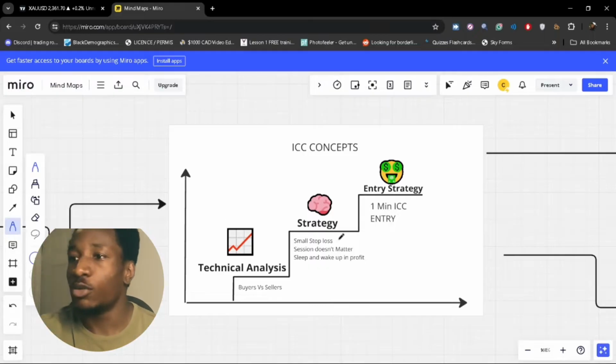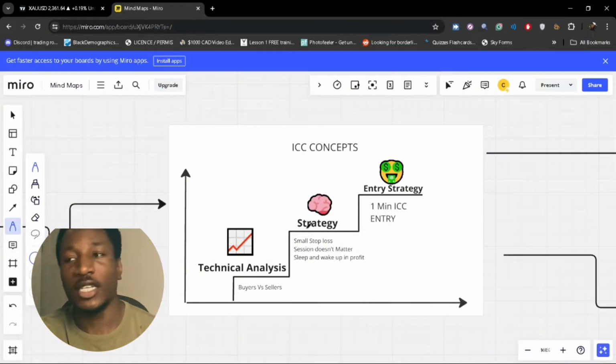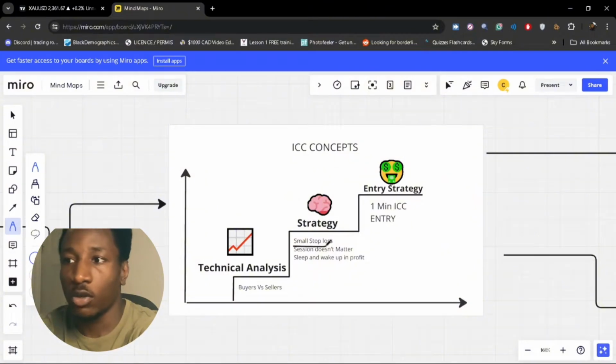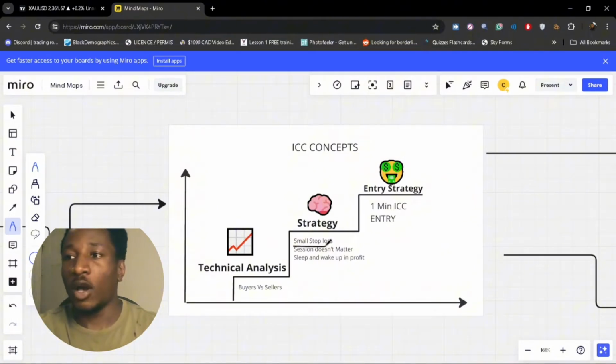Then the second thing I was able to do was now the strategy itself. So essentially guys, how I flipped this was basically using a very small stop loss. And also guys, I'm also going to be telling you guys why session doesn't really matter in this sense, right? Because although I did find my first entry during the New York session, my second and third entry was actually in the Asian session, right?